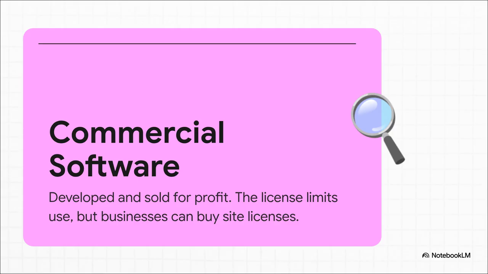It's pretty straightforward. You buy it, you get a license to use it. Now, for most of us, that's a single user license, meaning it's just for you on your machine. But big companies and schools, they can buy something called a site license, which lets them install it for a whole bunch of users at once.